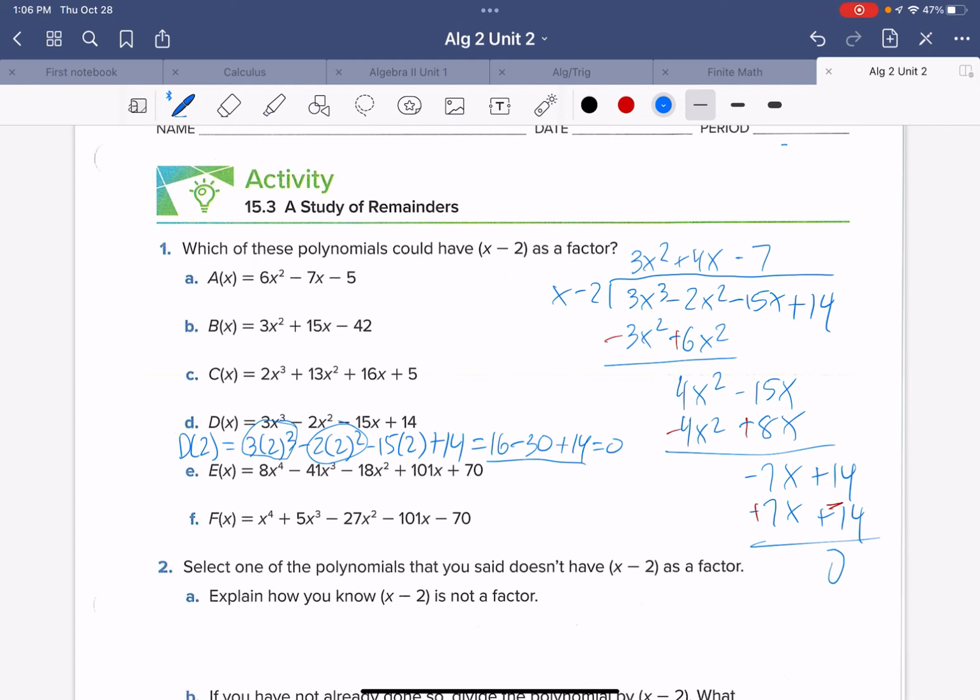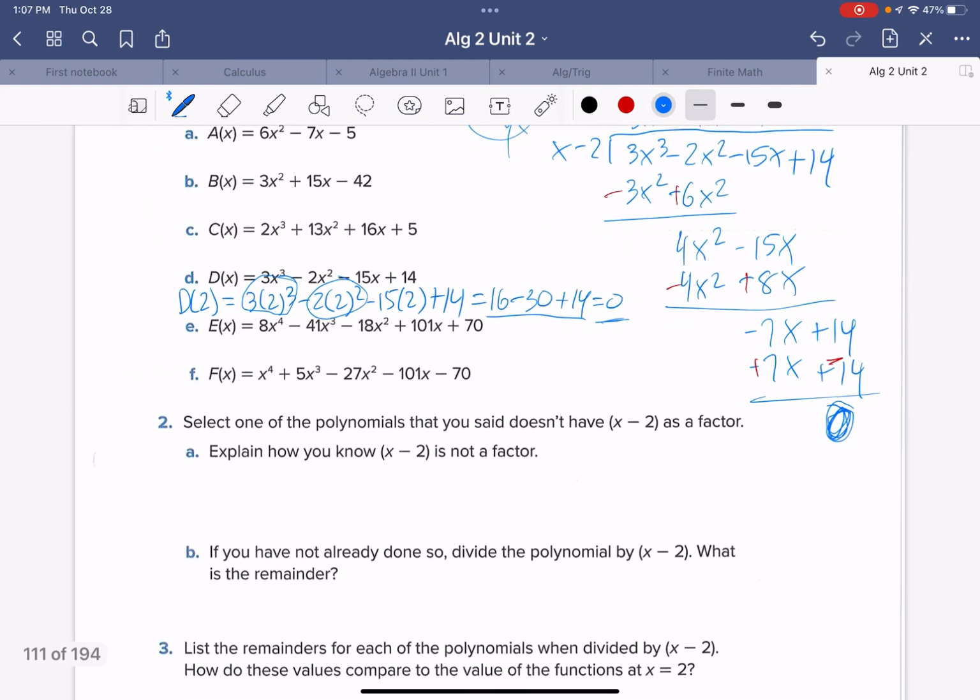So I divided, saw that there was no remainder. The remainder is 0. Or just put 2 in, and I get 0, which means the remainder is 0. So that's what the remainder theorem says, is it matches. You can divide by the factor, or you can just put the number in and see what the remainder is.